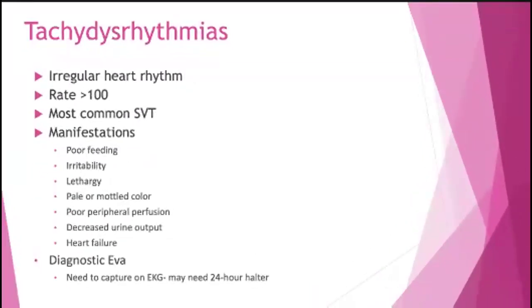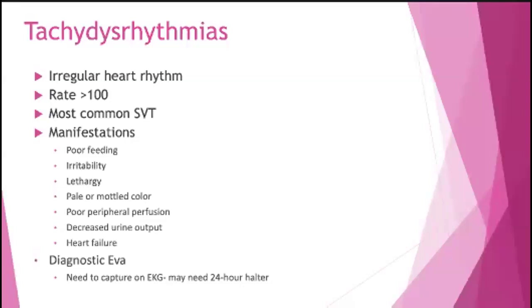Tachydysrhythmias, again, this is an abnormally fast heart rate. The definition is greater than 100, but we also need to take into consideration that children's heart rates can standardly be above 100. So in a child, it would truly be greater than what their normal rate should be. In most children, the most common tachydysrhythmia is going to be SVT. With that, an infant can have a heart rate of 180 to 300 in SVT, and in an older child, it can be 150 to 220. It often has a sudden onset and it can have a very abrupt stop.